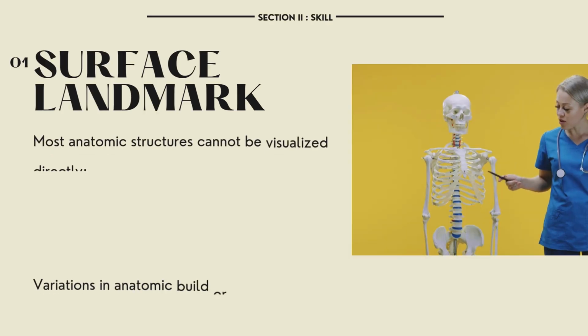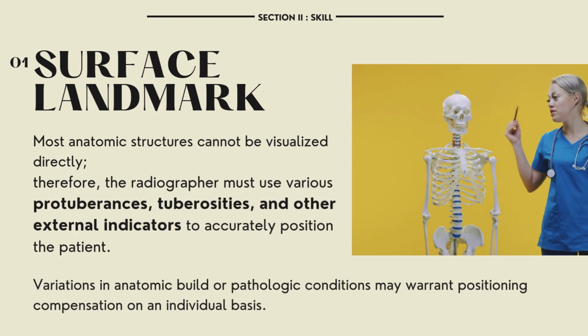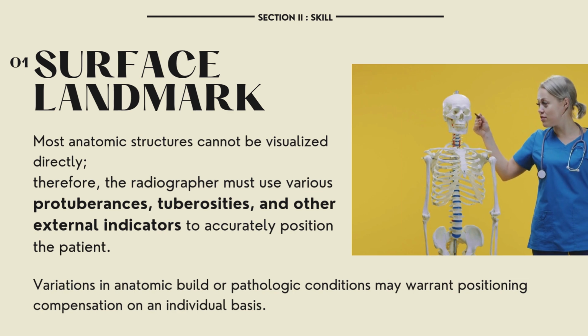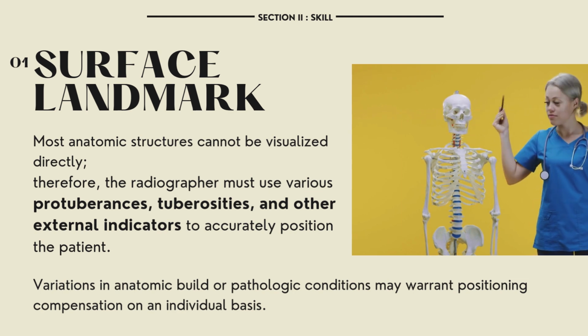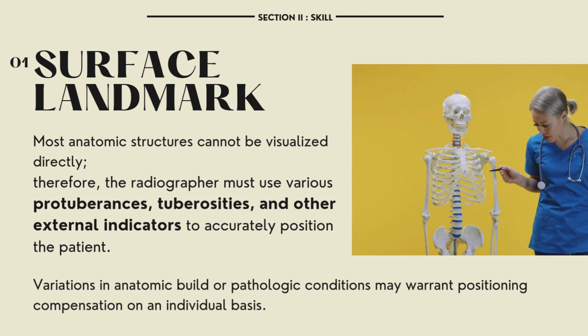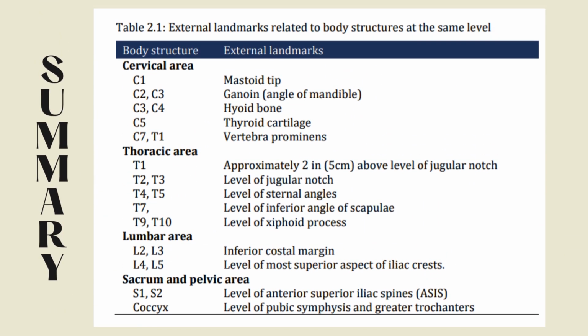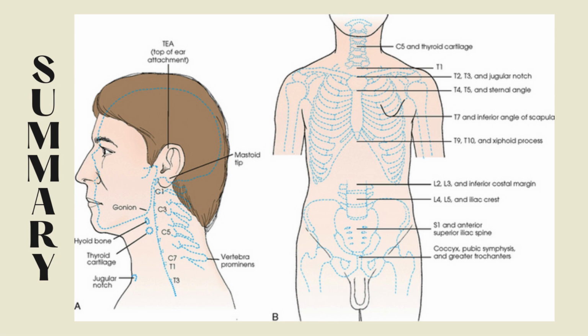Most anatomical structures are not directly visible on the surface, so we rely on surface landmarks like protuberance and tuberosities for accurate positioning. It is important to consider the differences in body type or pathology among individuals, as these may necessitate modifying the normal placement methods. As you can see here, this table shows the external landmarks that can be used in patient positioning. Feel free to pause and read.